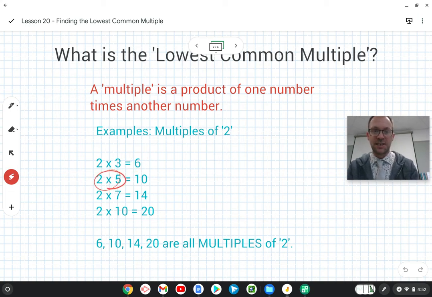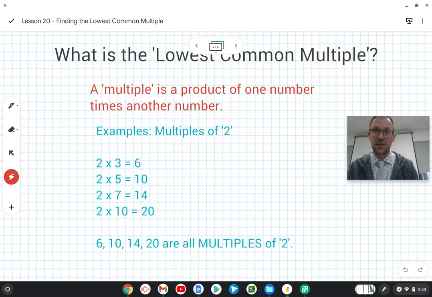2 times 5 is 10. 10 is a multiple of 2. 2 times 7 is 14. 14 is a multiple of 2. 2 times 10 is 20. 20 is another multiple of 2. So we can say 6, 10, 14, 20, and any other number you'd multiply by 2 is a multiple of 2.